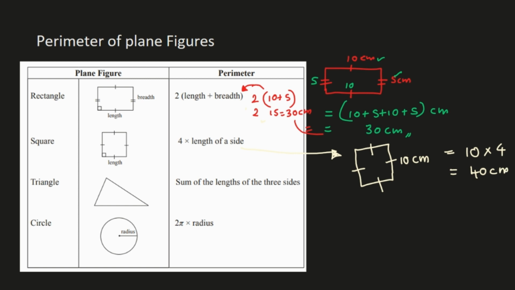So keeping that in mind, you can tell that the perimeter of a square can be simply calculated by multiplying the length of a side by 4. Okay, that's what we have shown here.